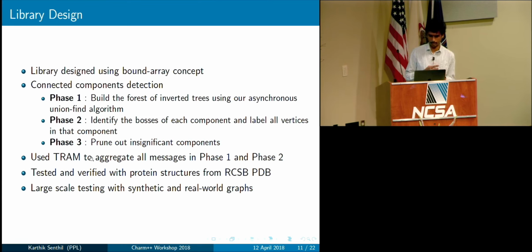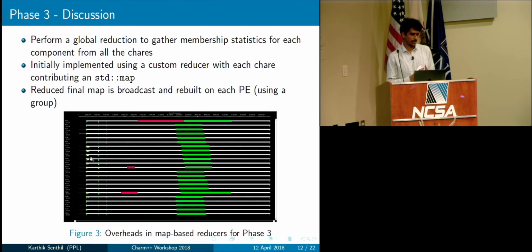To give more details about how we do this pruning, we need to perform some sort of a global reduction to gather the membership statistics across all chares for each component. What this would mean is that each chare would be building a map where it maps the entry of the component ID to the count of vertices on the chare that belong to that component. And we would contribute all these maps to a custom reducer and do some sort of a map merging to find the final reduced map. And then we would broadcast these final reduced maps to different PEs, and then the vertices look up this local map on each PE and find out if they are pruned or not pruned.